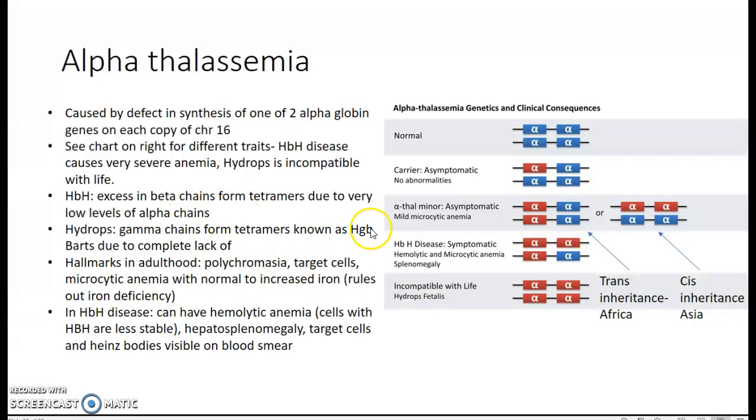In hydrops, you get hemoglobin Bart's, which is basically the same thing as the beta chain tetramers, except it's gamma chains because it's in the fetal hemoglobin, and they die in utero.